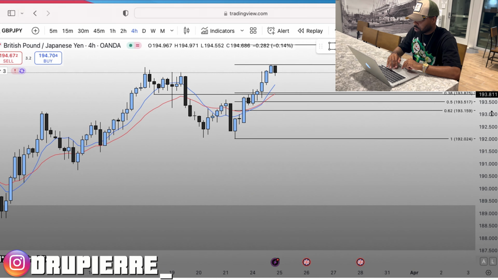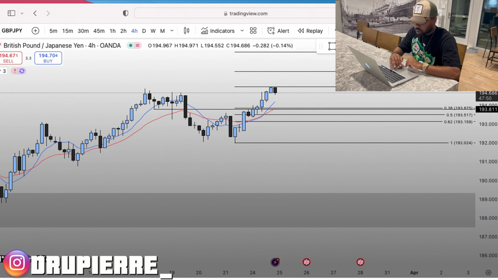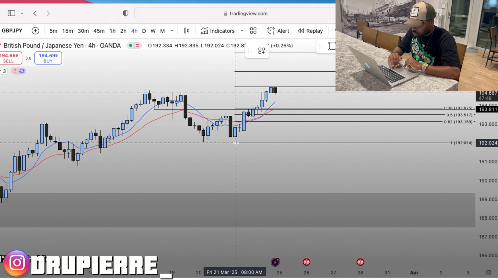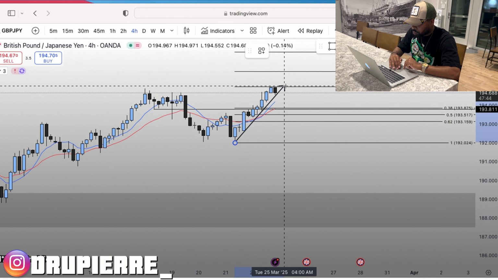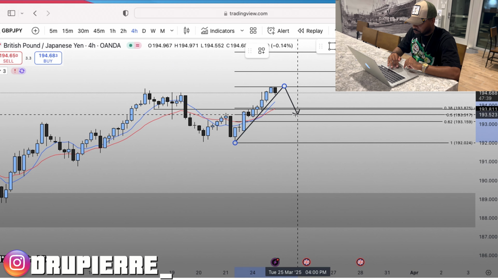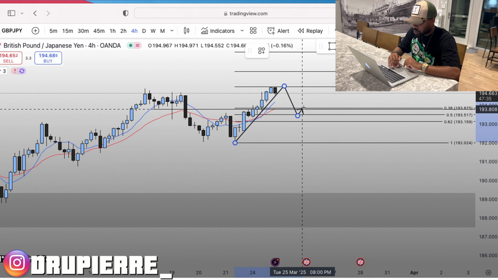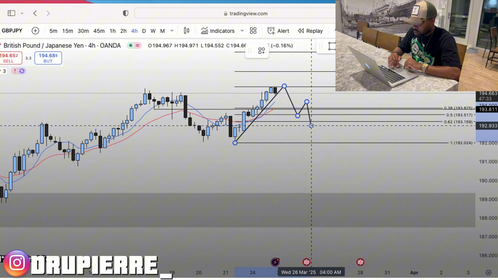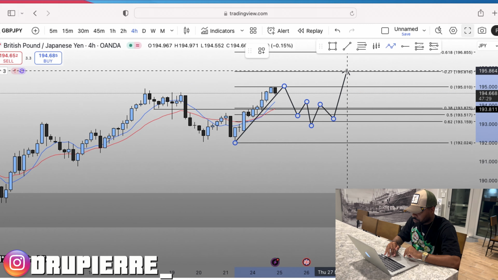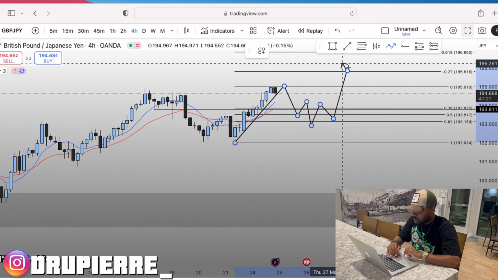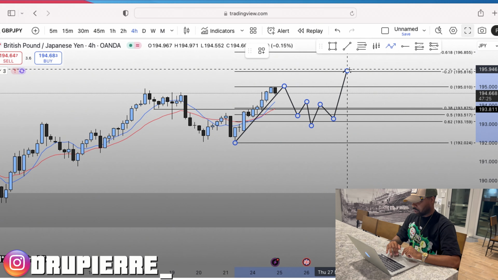This was the impulse, right? This whole move here was the impulse. But if you miss the impulse, all you've got to do is wait for the correction. And it's going to do something like this. Boom. I would get in.